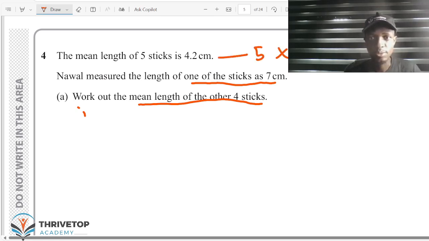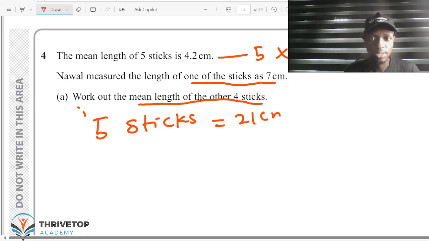So 5 times 4.2. If you multiply 5 times 4.2 centimeters, that is going to give us 21. Yes, the total length is 21. So if you do 21 divided by 5, that will give us 4.2. Now what we need to do, we said one of the lengths is 7 centimeters. So if 5 sticks give us a total of 21 centimeters.